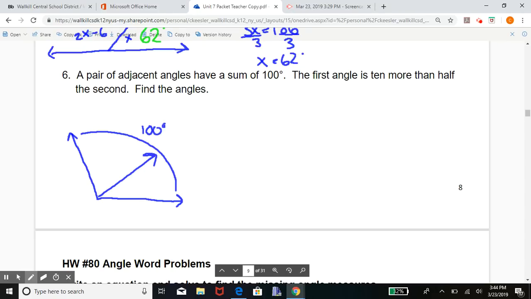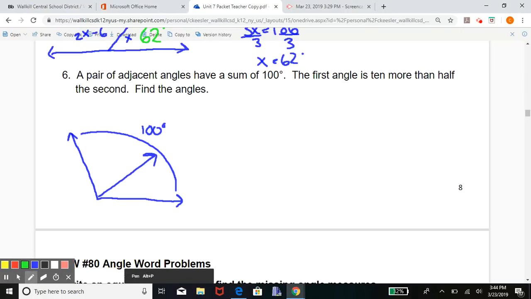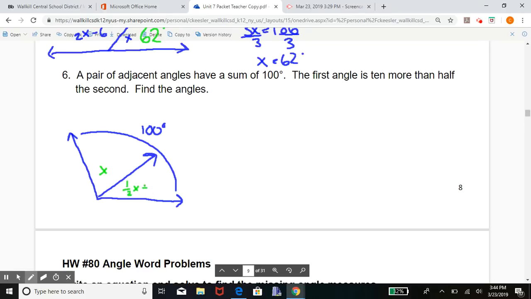The first angle is 10 more than half the second. So one of the angles has to just be x. And because it says 10 more than half, I'm going to assume that x is the bigger angle since we're going to be cutting it in half. 10 more than half is 1/2 x plus 10. And again, together, those two angles add up to 100. So we have x plus 1/2 x plus 10 equals 100. So that's 1.5x plus 10 equals 100.